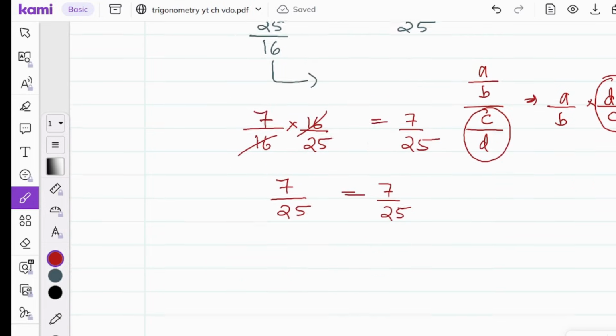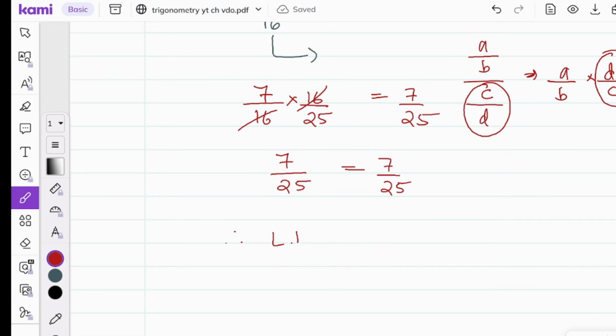Now look, therefore my LHS is equal to what? My left hand side is equal to my right hand side, which is RHS. Hence we got that one right. Therefore LHS is equal to RHS. Therefore we can tell that this equation is correct. That is 1 minus tan square A divided by 1 plus tan square A equal to cos square A minus sin square A.